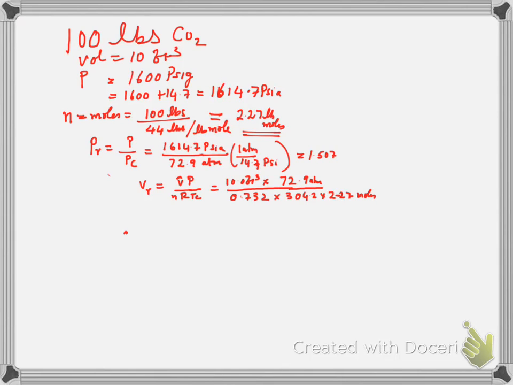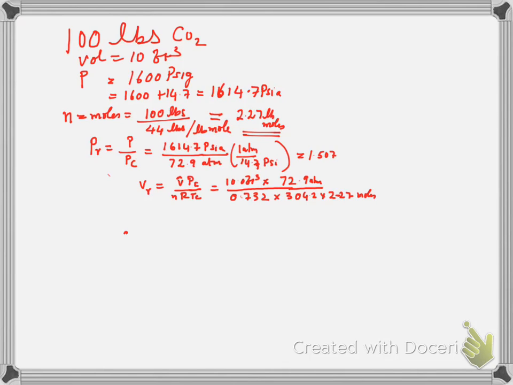Yes, Ricky. Why is it not PC? Because we are using V over PC, and I thought PC means nRT over P. What is the pressure that we have there? The pressure in atmospheres, yes. PC is the critical pressure, right? Yes, PC is critical pressure. So let's use that. Yeah, you're right. I'm sorry. Here you can use PC.